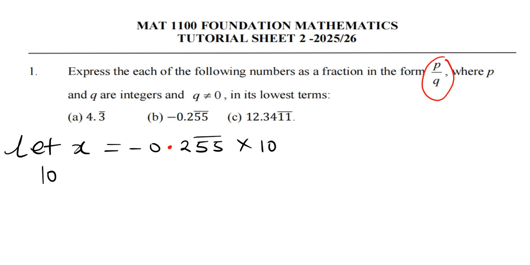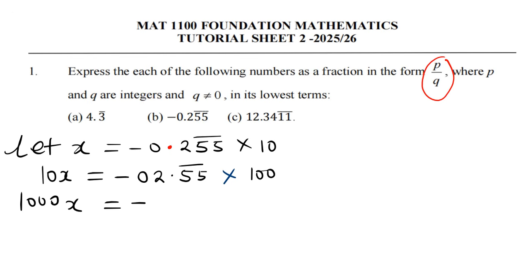So on my left hand side, I'm going to have 10x is equal to negative 0.255 repeating. Now that the point is very close to the numbers that are repeating, I'm going to multiply based on the decimal places of the numbers that are repeating. Since there are 2 of them, I'm going to multiply by 100 on both sides. This side I'm going to have 1000x will be equal to negative 0.255 repeating. Okay, basically that.